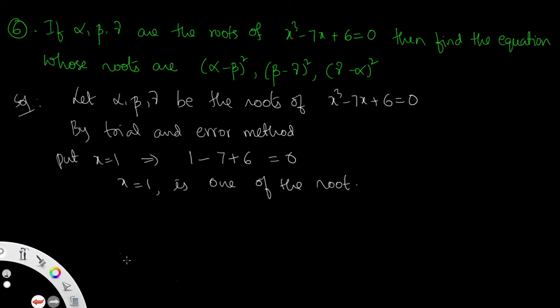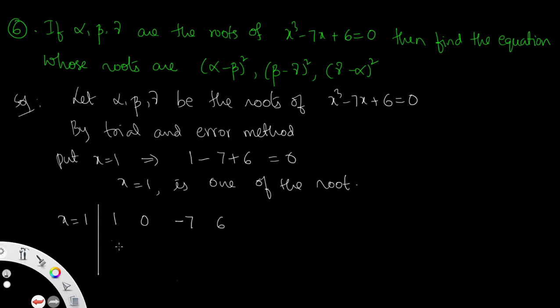Then by using synthetic division with x equal to 1, we take only the coefficients. In the equation, the coefficient of x cube is obviously 1, and for x square the coefficient is not there, which means you keep the value as 0. Then the x coefficient is minus 7 and the constant is 6.